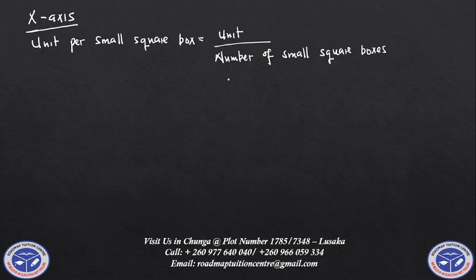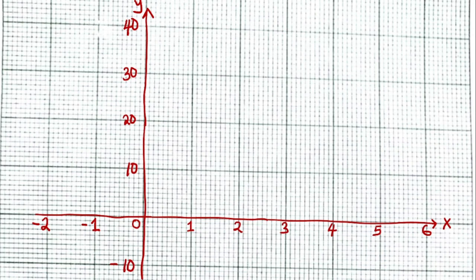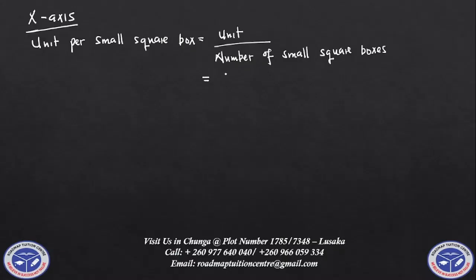Okay, so if you look at this one for the x-axis, you are told that this 2 centimeters is representing 1 unit, and there are 10 small boxes. So that means that it will be 1 divided by 10, which is going to be 0.1. That is telling us that one small square box on the x-axis is representing 0.1.